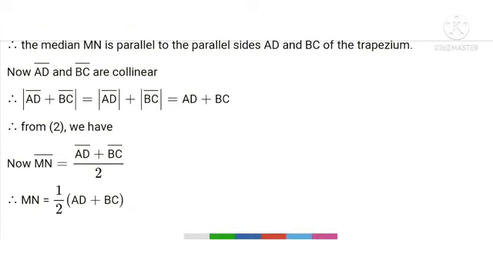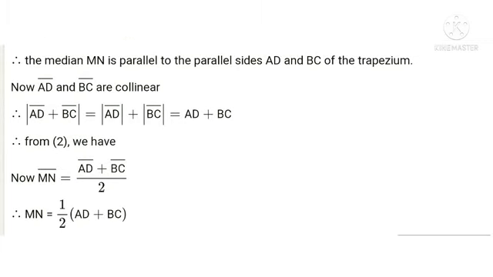Now students, see, AD bar and BC bar are collinear. So modulus of (AD bar plus BC bar) is equal to modulus of AD bar plus modulus of BC bar, that is AD plus BC. So we write MN bar is equal to (AD bar plus BC bar) upon 2, that is MN is equal to half of (AD plus BC).